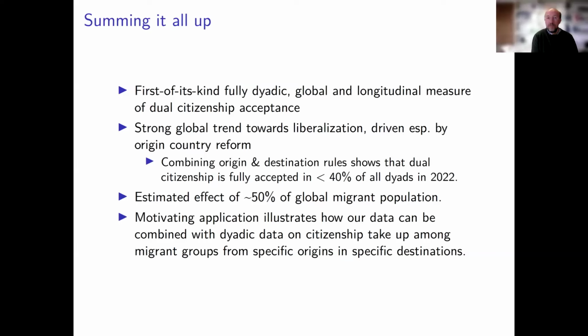So summing up, it is obvious that when we talk about dual citizenship, we should look at this from a dyadic perspective. This has surprisingly not yet been done, and we present the first of its kind fully dyadic global and longitudinal measure. We do find a strong global trend towards liberalization, but it's certainly not complete, and there is more origin country acceptance than destination country acceptance. We can link this to migrant population data, to regime data, and also to naturalization rate data.